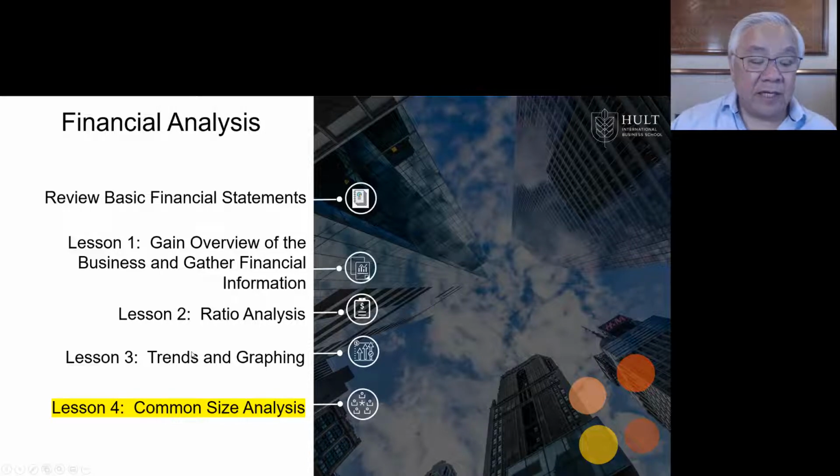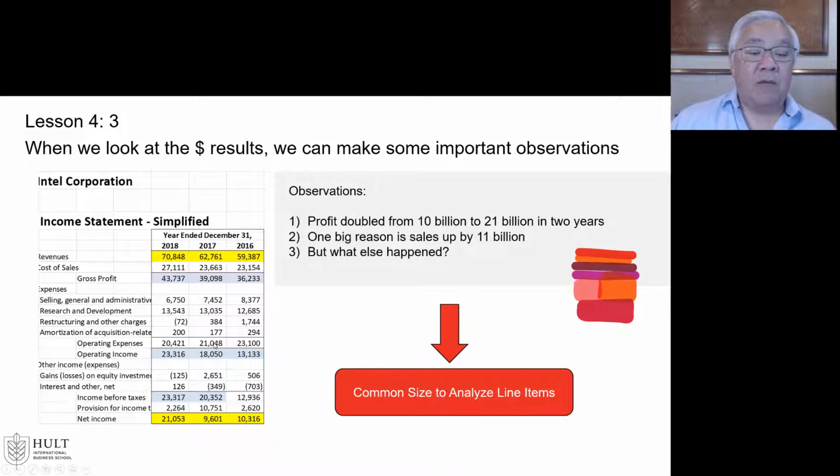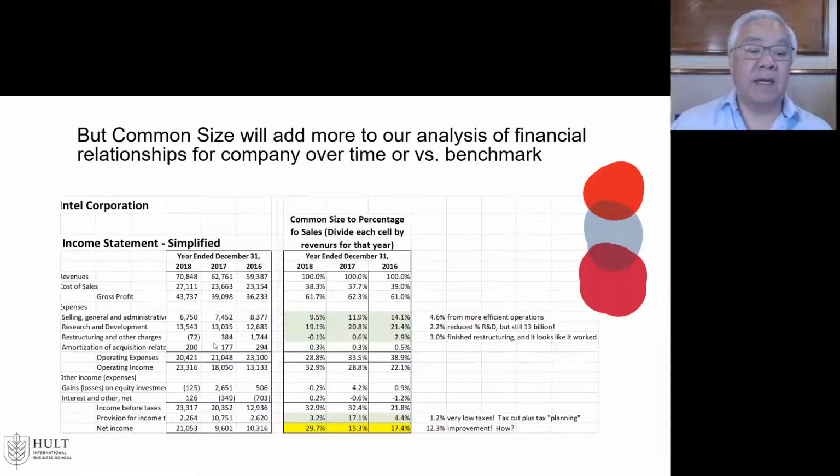Finally, we'll look at common size analysis. What we look at when we have dollar results is we make good observations. For example, here we said, oh, profits doubled and sales are up, but what else happened? Common size could actually help us even further understand not only what happened, but why it happened. And here we show the basic idea of common size.